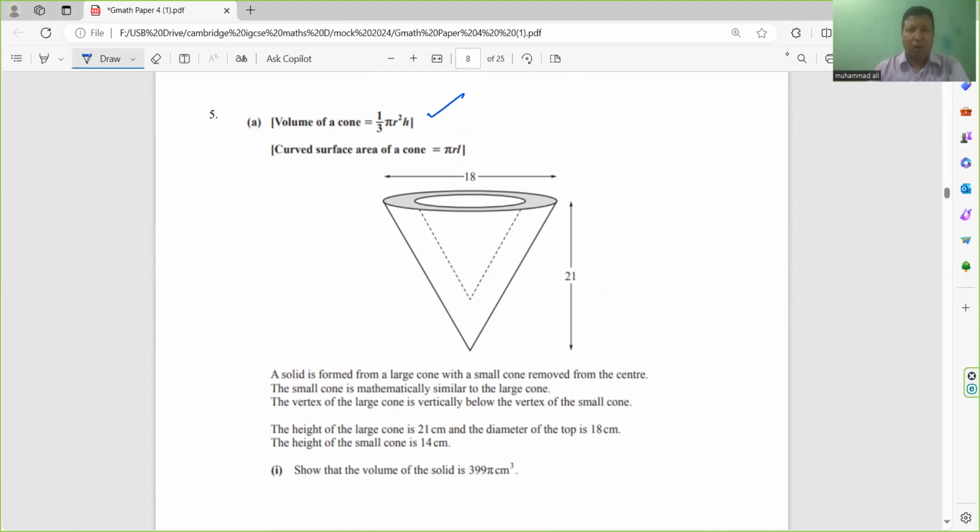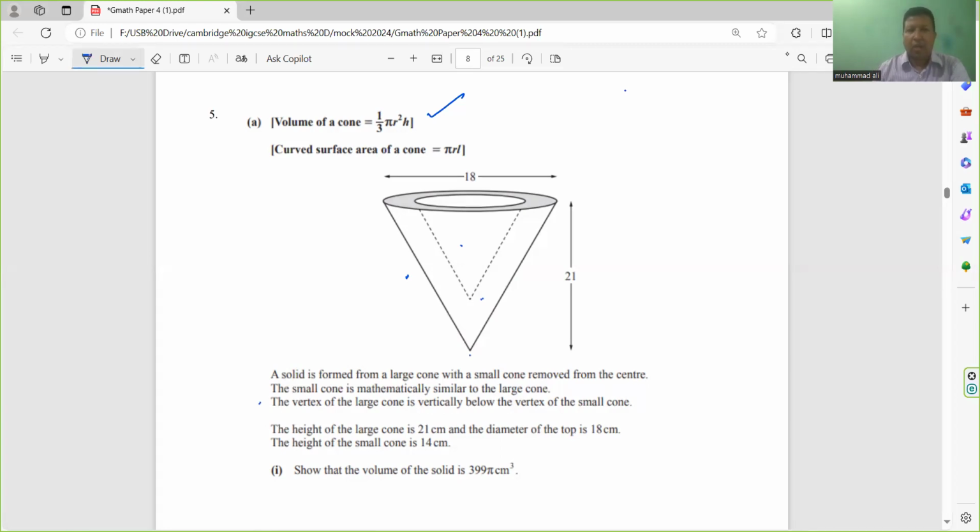A solid is formed from a large cone. This is the large cone, with a small cone removed from the center. The small cone is removed from the large cone and this solid is formed. The small cone is mathematically similar to the large cone. One thing we know, if two objects are mathematically similar, their corresponding side ratio will be the same.